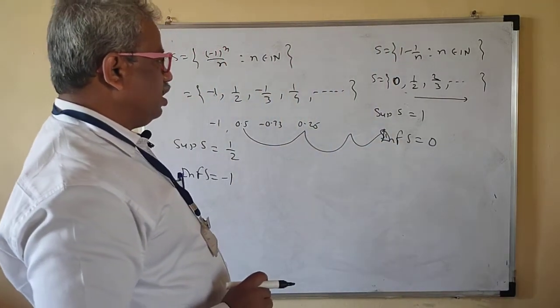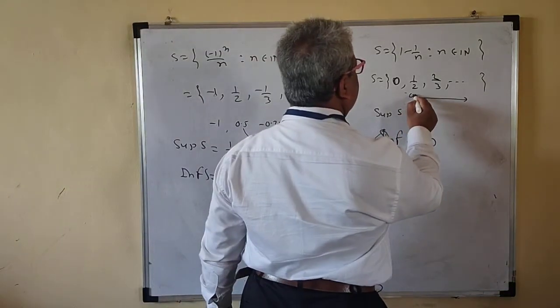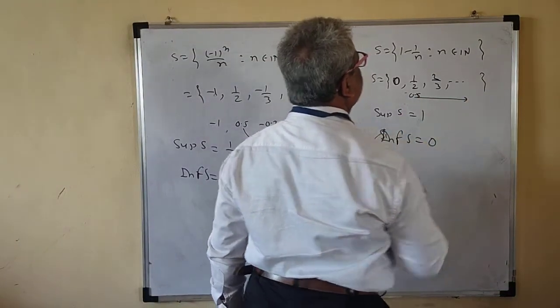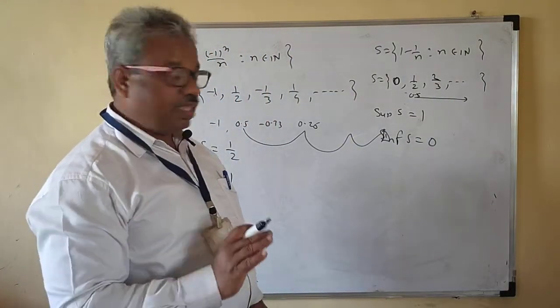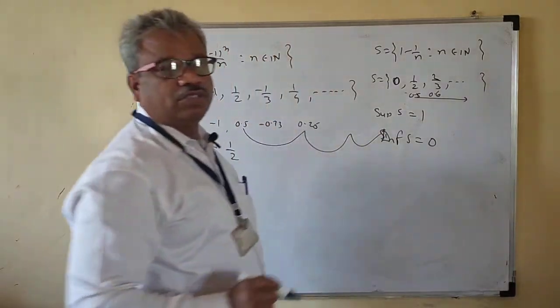If n is equal to 1, then this is 0. Now see this number. This is 0.5. This is increasing now. This number is increasing, not decreasing. So this is 0.5 and this is 0.6 now.